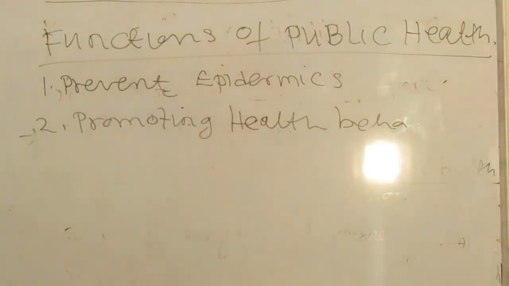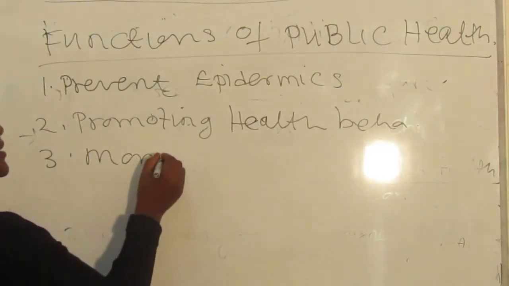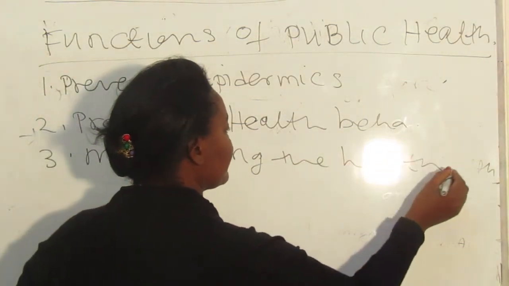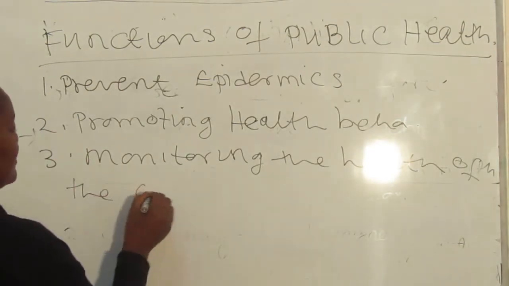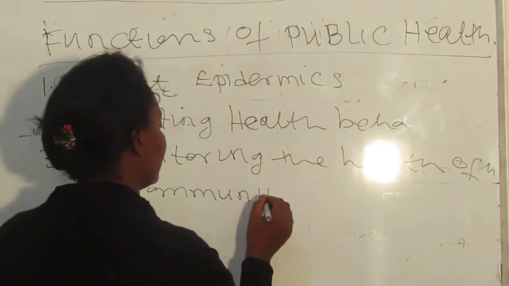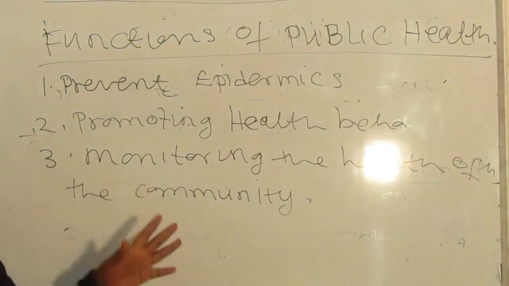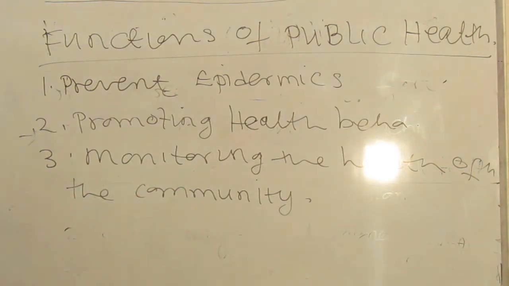Then apart from that, you also monitor the health of the population. That is the function of a public health specialist. Monitoring the health of the community. Okay, so how do you monitor the health of the community? This can be done in various ways. You can do different types of assessments. You can either do a health status assessment, health impact assessment, or you can do a community diagnosis. Those are the ways in which you can monitor the health of the community. After doing that assessment, you'll be able to tell whether it is a healthy community or a sick community.